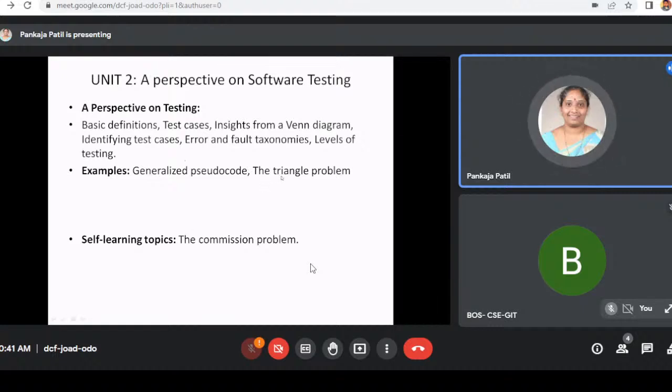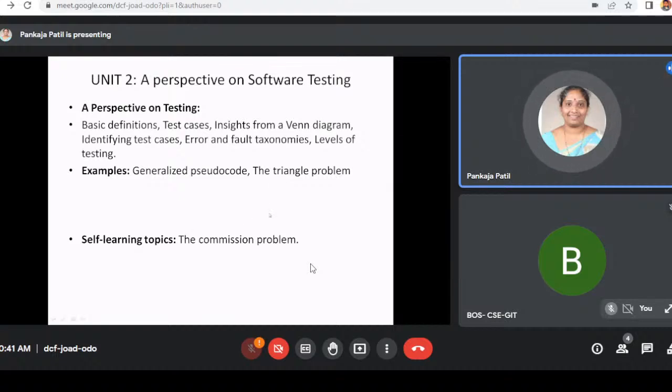Throughout this course, we are going to study only three examples. One is the triangle problem, the second is the commission problem, and the third is the next date problem. Given today's date, how will the system display tomorrow's date? There are different constraints involved in printing that date, and you are even going to write different test cases with respect to the months present in a year. That you're going to study.